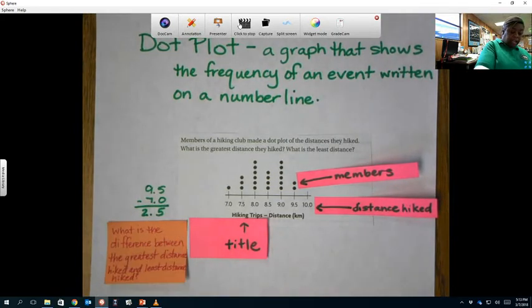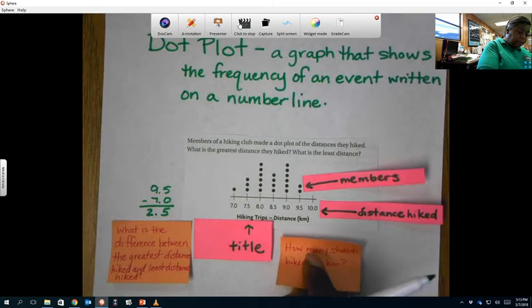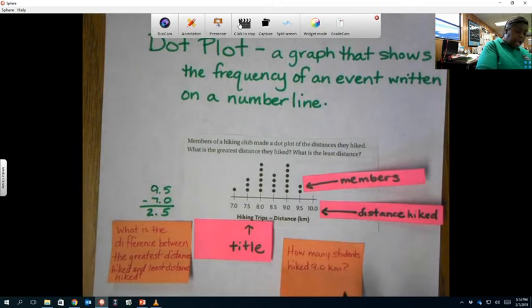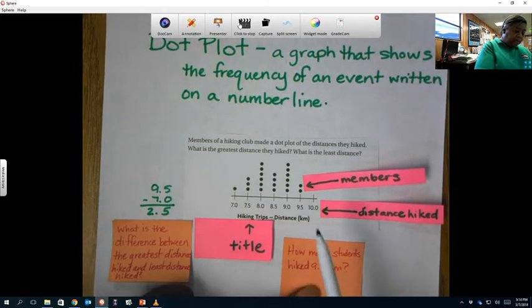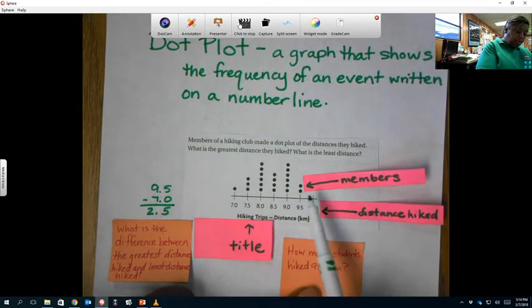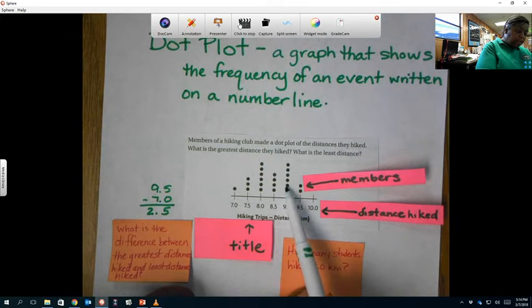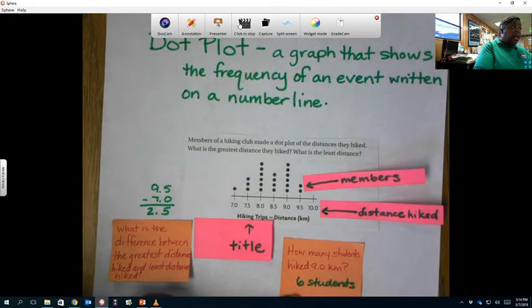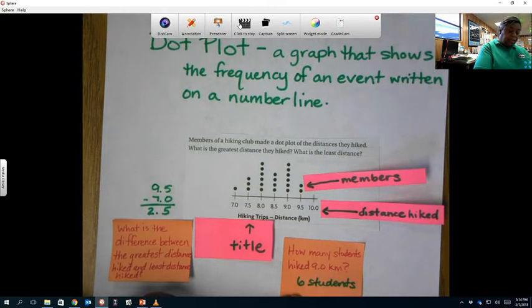Another question that can be asked using a dot plot: how many students hiked 9.0 kilometers? Well, if I look down here, I find 9.0 kilometers, and then I count how many dots. Remember, dots are the members, the students. So 1, 2, 3, 4, 5, 6. 6 students hiked 9 kilometers.